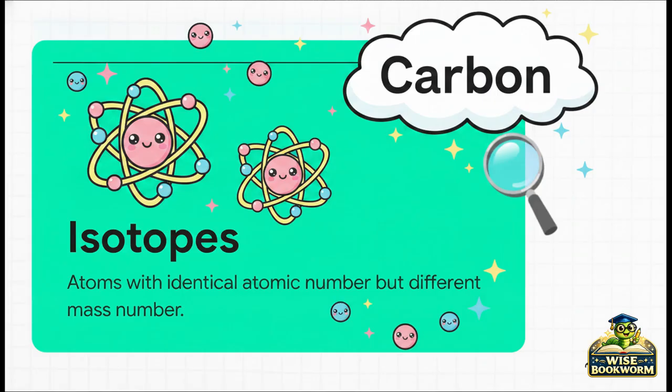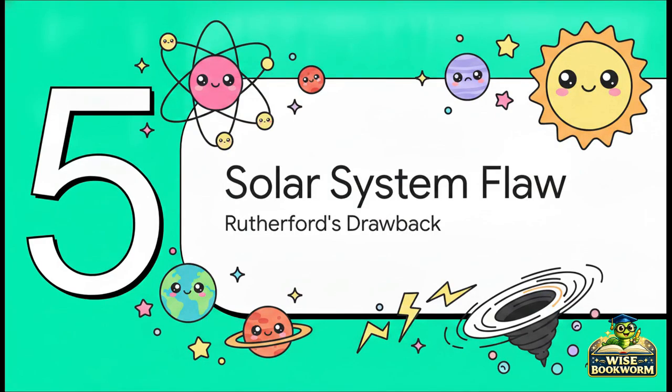totally identical. Okay, so we have a tiny, dense nucleus, orbited by electrons in vast, empty space. It sounds like a perfect logical model, right? Well, Section 5, the solar system flaw. Turns out there is a massive physics-breaking complication that threatens to destroy Rutherford's beautiful new atomic model.